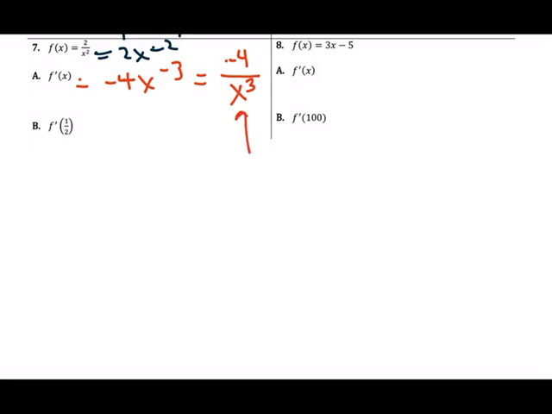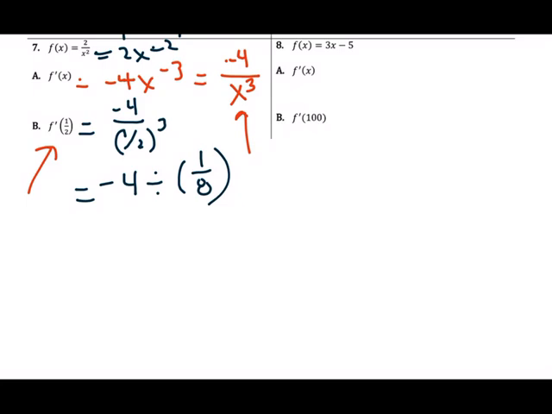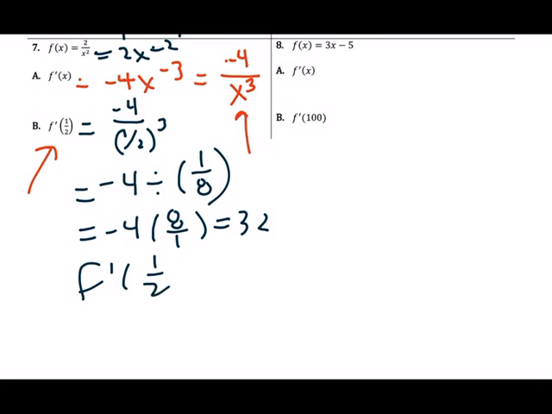The only time it's helpful to do this is if we have something like part B. So I'm actually going to plug that in now. Negative 4 over 1/2 to the third, which is the same thing as negative 4 divided by 1/2 to the third, is the same thing as negative 4 divided by 1/8. And I'm using this old school division so we remember that we can flip and multiply. And this is going to give me 32. So f prime of 1/2 is equal to 32. But not positive 32. Where did my negative sign go? Negative 32.